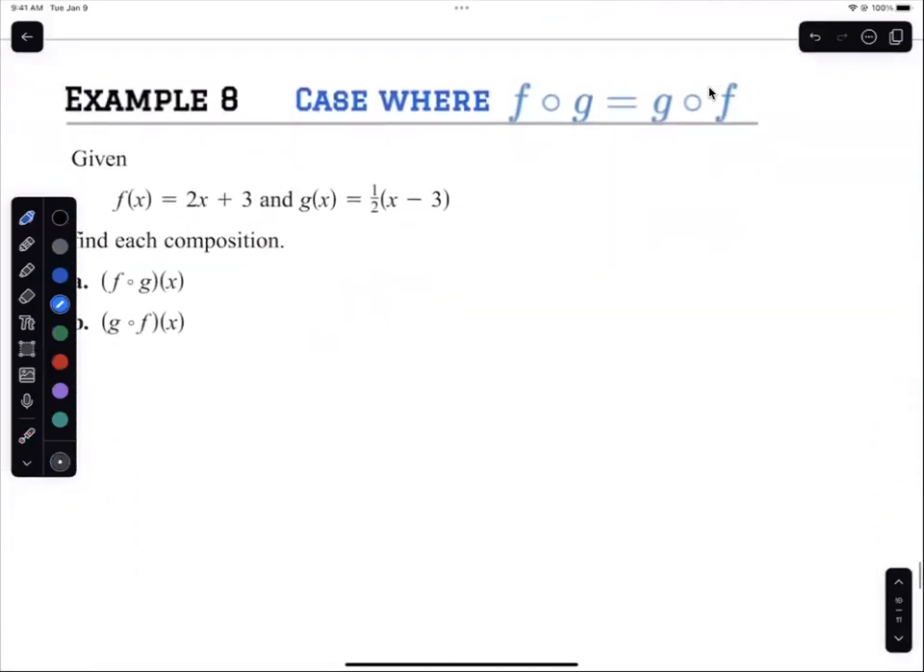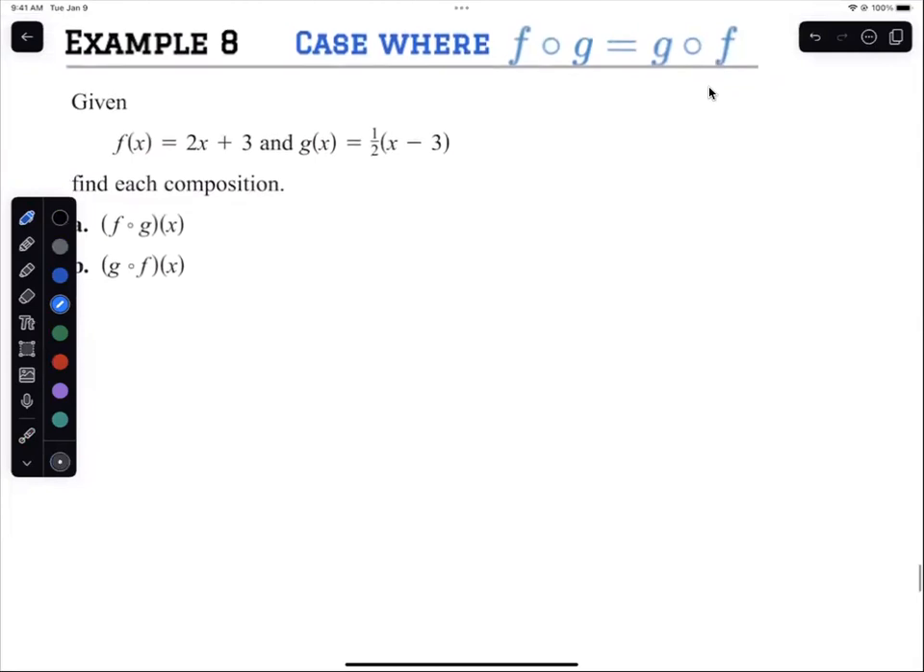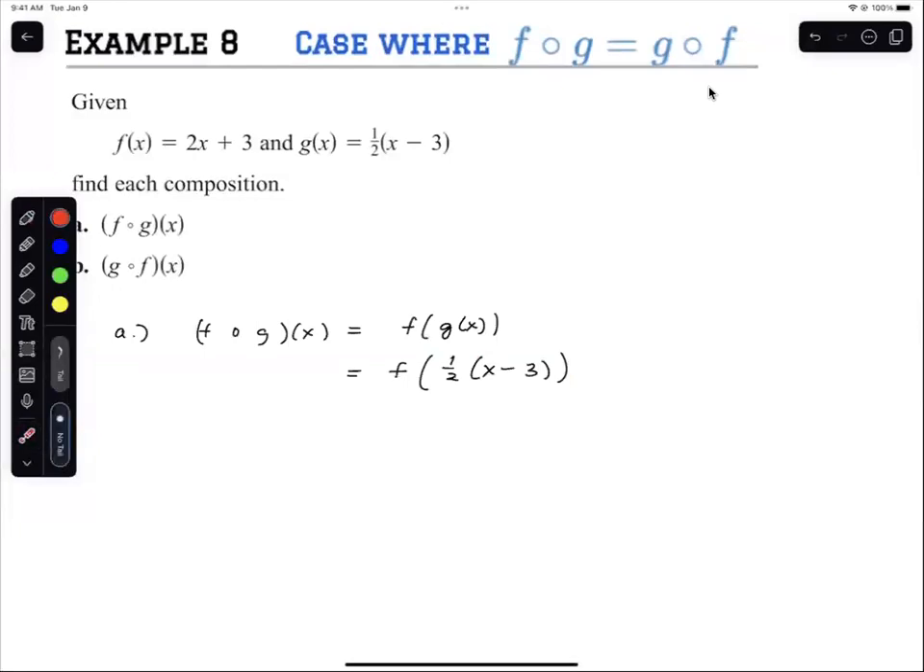Given f of x is 2x plus 3 and g of x is 1/2 times x minus 3, find each composition. We're going to perform these, and they don't have as much significance to us at this moment, but they will in the future. So f composed of g of x is f of g of x, which means that we're going to do f of 1/2 times x minus 3. Wherever we see an x in f of x, we're going to replace it with the entire g of x function.